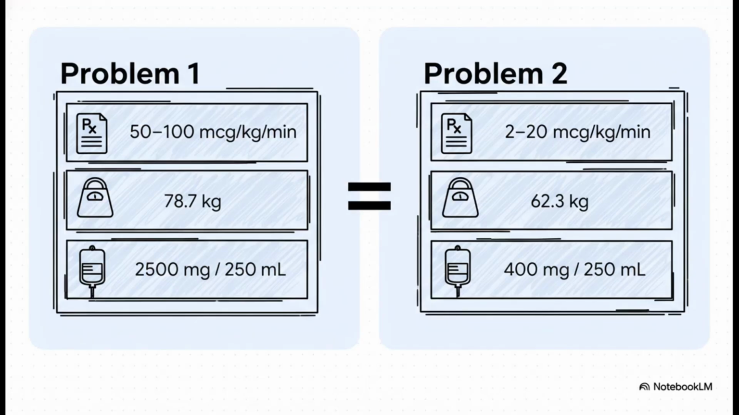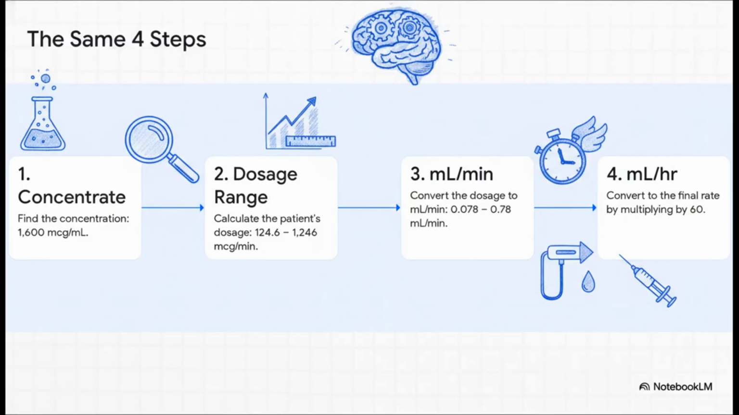See? Here's our second problem. It's a different drug, a different patient weight, a different dosage range, everything is different. But look at the structure of the information. It's identical. We have an order, a weight, and a solution. The blueprint is exactly the same. So let's just fly through the same steps. First, we convert and find our concentration, 1600 micrograms per ml.